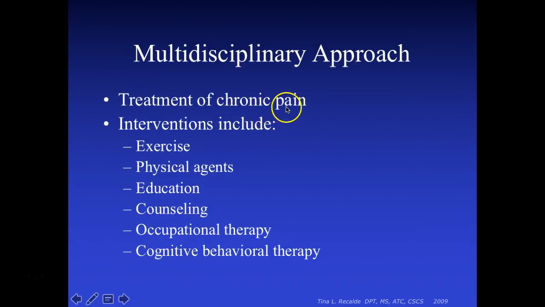So the treatment of chronic pain, that's a multidisciplinary approach. It includes exercise, it includes those physical agents, education, counseling. We get occupational therapy, cognitive behavioral therapy. We've started adding mirror therapy. I know they're doing some virtual reality things also with chronic pain with some huge success.